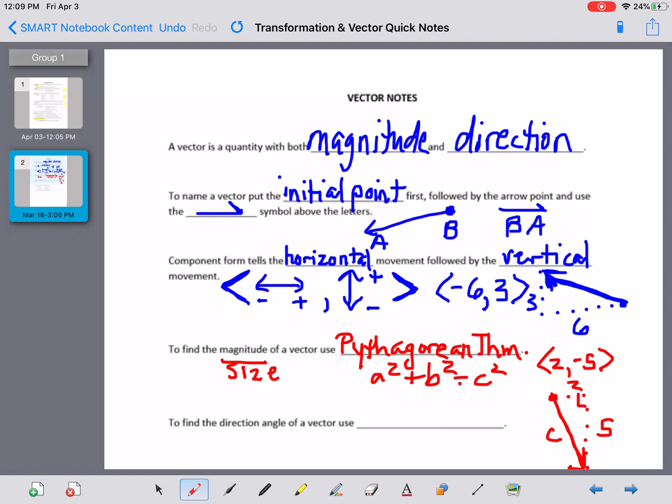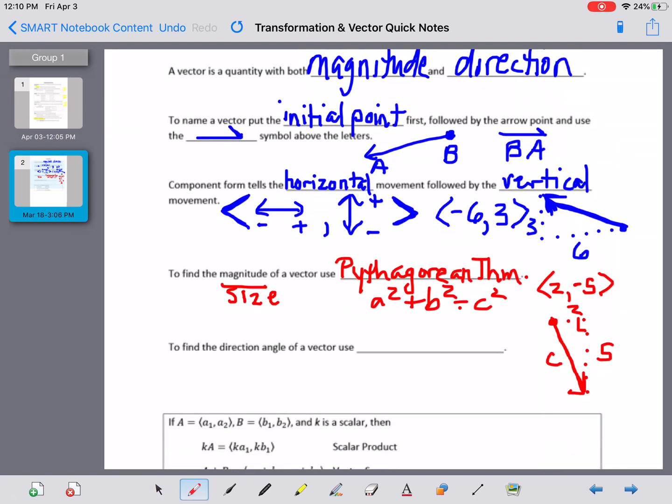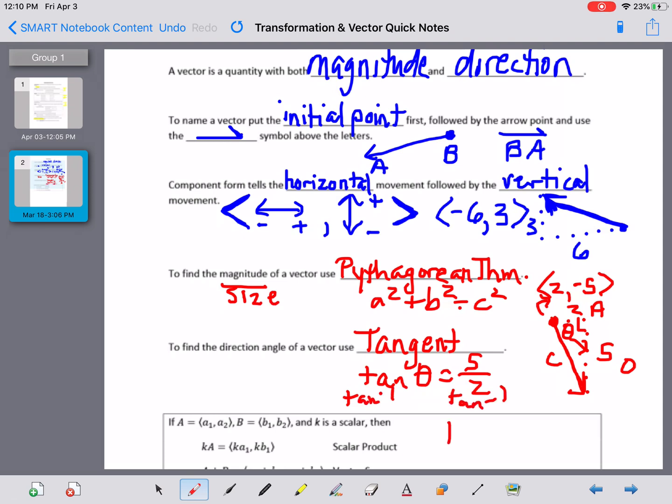And then to find the direction angle of this vector, we're going to use tangent. Remember, the angle always comes from the initial point. So up here by this initial point, here's my angle. From this angle, you'll notice this 5 is opposite and the 2 is adjacent. So that's why we're going to use TOA, or tangent. We would say tangent of the angle equals opposite, which is 5, over adjacent, which is 2. If we want theta all by itself, we'll take the inverse tangent of both sides. So we end up doing inverse tangent of 5 over 2.